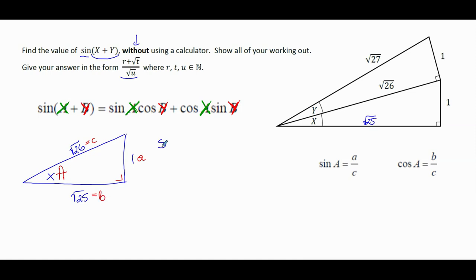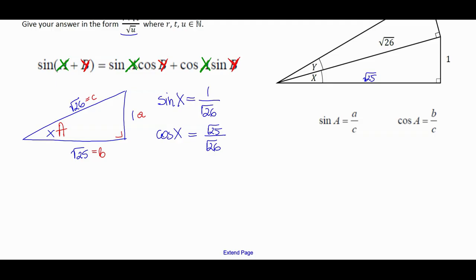So when I'm looking at sine of X, that will be what? A, which is 1, divided by C, which is square root of 26. And then cos of X, B, which is square root of 25, divided by C, square root of 26. And now we are repeating the same idea for our next triangle, where we have Y. That is square root of 26, that's square root of 27, that's 1. And that's our A, right angle C, and B.